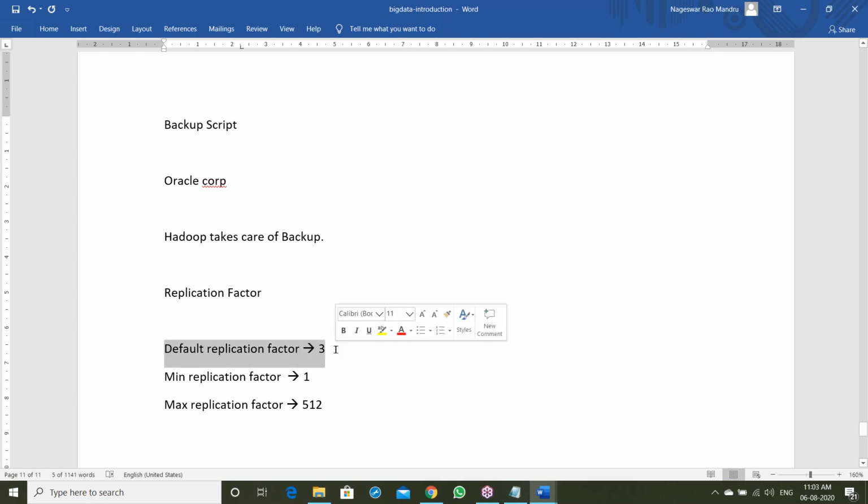The default is 3 here. Automatically 3 copies are maintained. Suppose you want more than 3, yes, we can configure it, maybe 4, maybe 5, maybe 6. That depends on requirements. Suppose you don't want 3, you can make it 2 copies also, for the purpose of backup. If you want only 1, you can maintain that too.